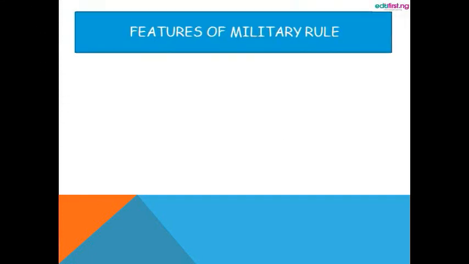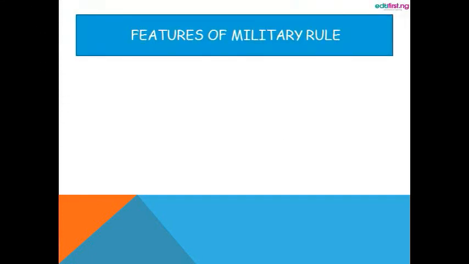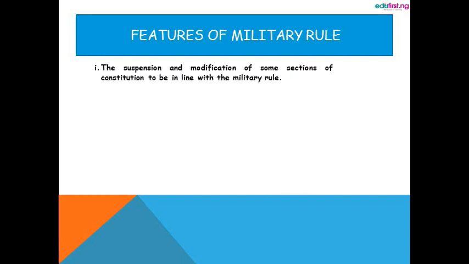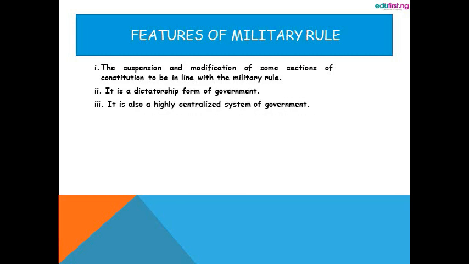Features of military rule. The following are some of the features of military rule. First, the suspension and modification of some sections of the Constitution to be in line with the military rule. It is a dictatorship form of government. It is also a highly centralized system of government.